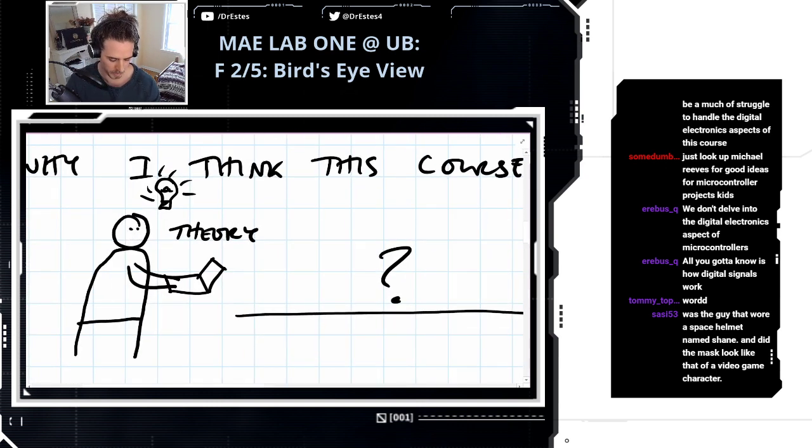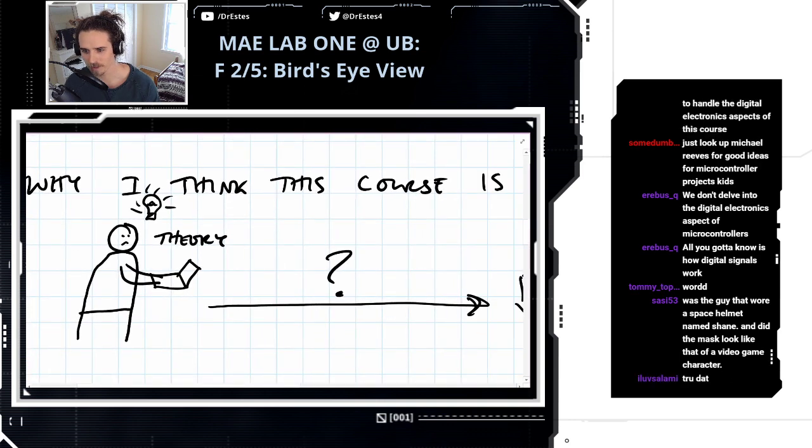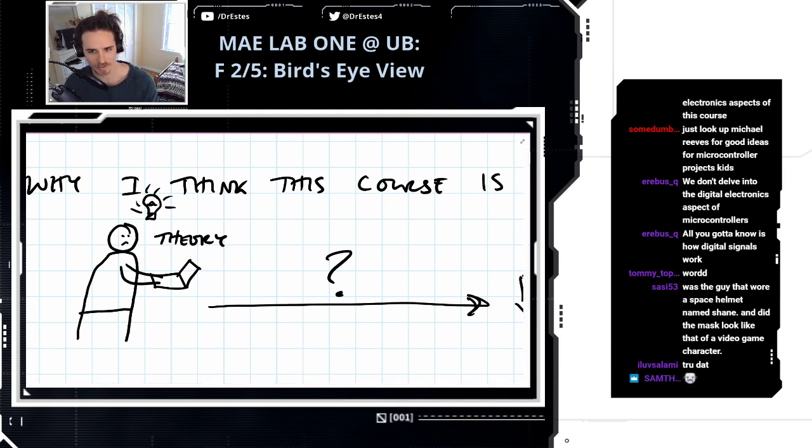Okay, we're gonna change it to a concerned face. Was that guy who wore a space helmet named Shane, and did the mask look like that of a video game character? I don't think it was. I don't think it was Shane.